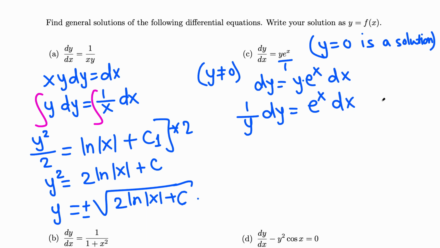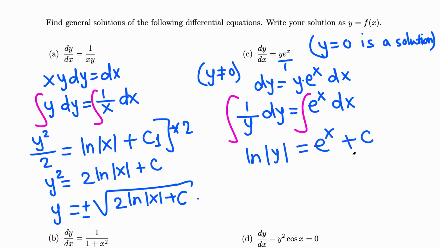Now we separated the variables. Function of y dy on the left, function of x dx on the right. So we integrate. When we integrate, 1 over y gives natural log of y, and e^x is just e^x plus c. Okay, now we need to get y by itself.